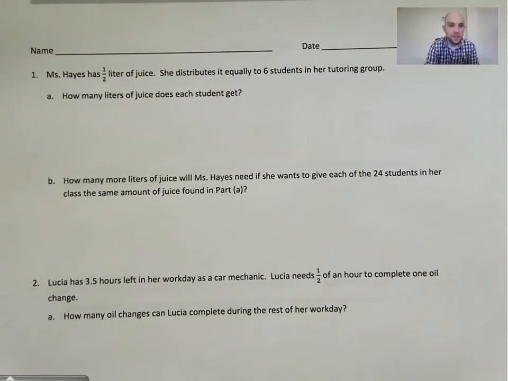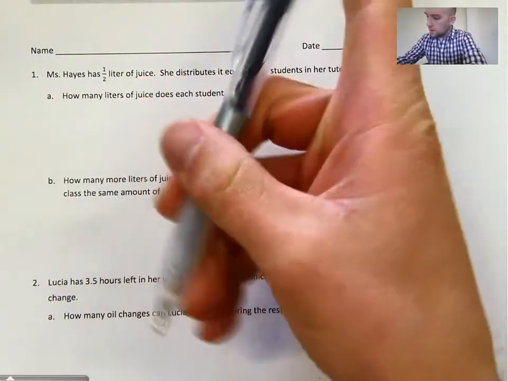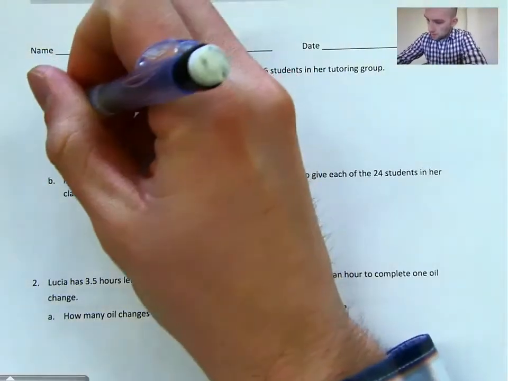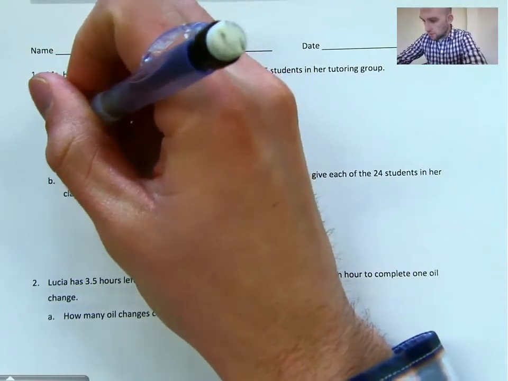And the first one says, Miss Hayes has half a liter of juice. She distributes it equally to 6 students in her tutoring group. How many liters of juice does each student get? So I'm going to use my RDW strategy here.